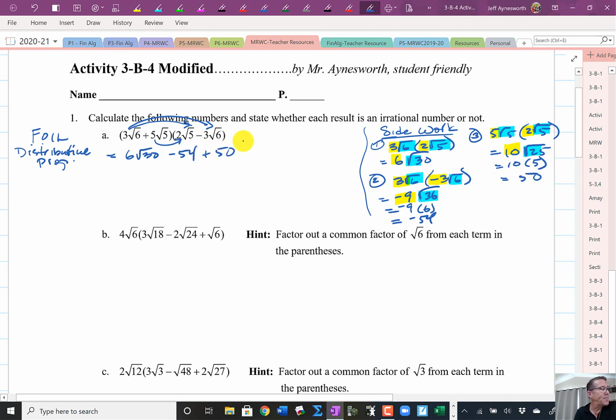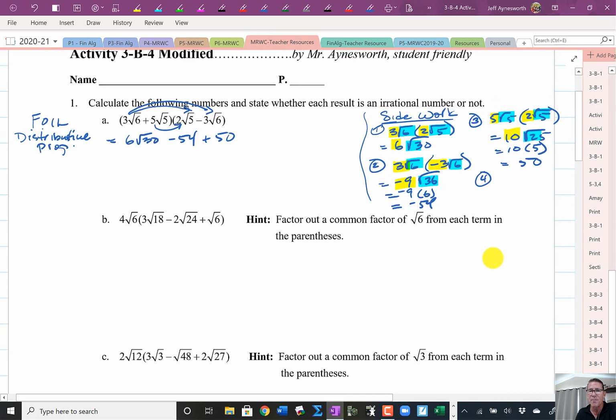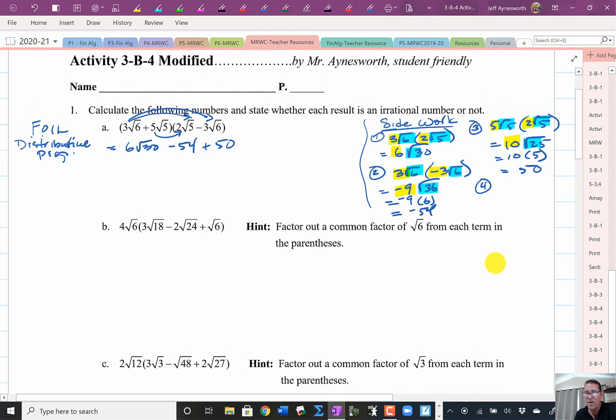Notice that I'm just calculating off to the side. When you get experience, you don't show the side work, but this is an instructional video because people are having a hard time dealing with all the radicals here. So I'm stepping it out in detail.